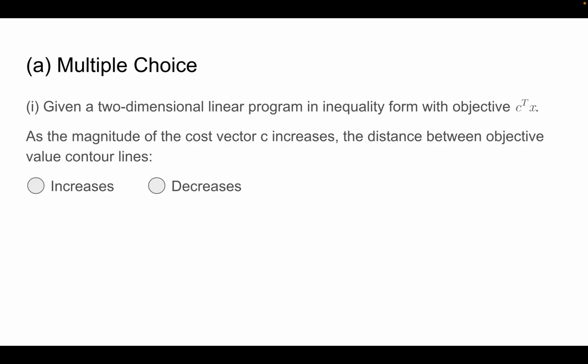with the cost vector being equal to c and the point being equal to x. As the magnitude of the cost vector c increases, the distance between the objective value contour lines increases or decreases.